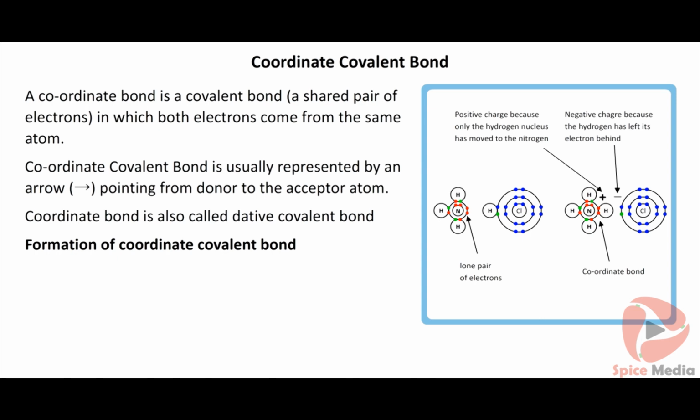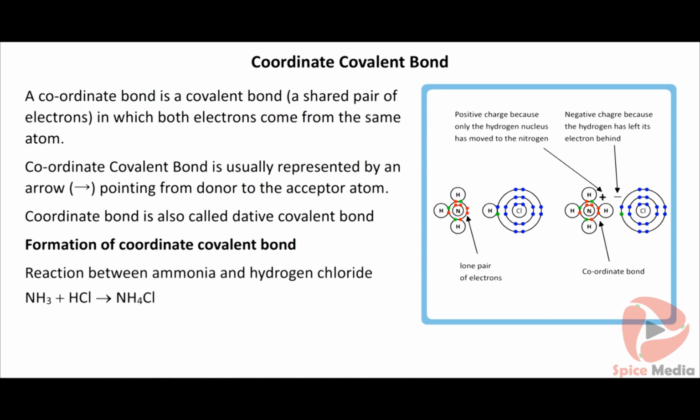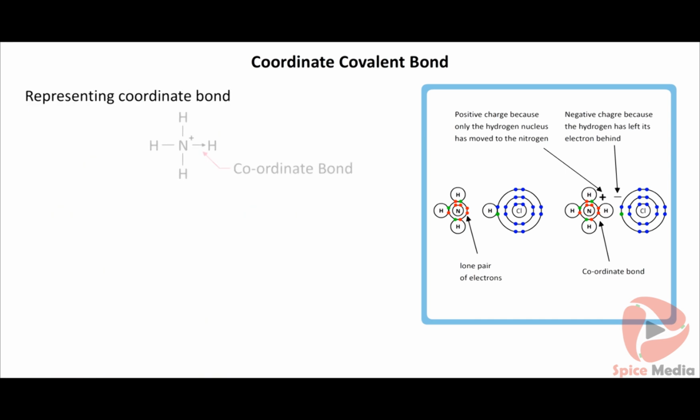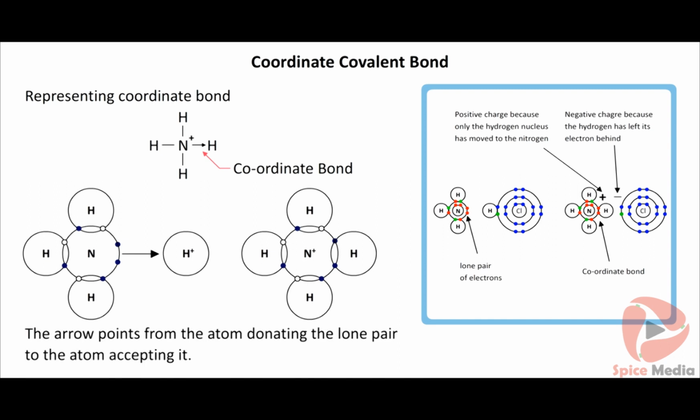Formation of coordinate covalent bond. Reaction between ammonia and hydrogen chloride: NH3 plus HCl gives NH4Cl. Ammonium ions NH4+ are formed by transfer of a hydrogen ion from hydrogen chloride to the lone pair of electrons in the ammonia molecule, representing a coordinate bond. The arrow points from the atom donating the lone pair to the atom accepting it.